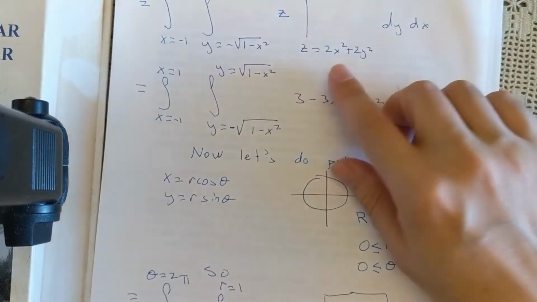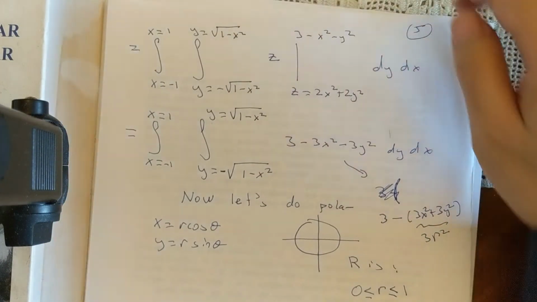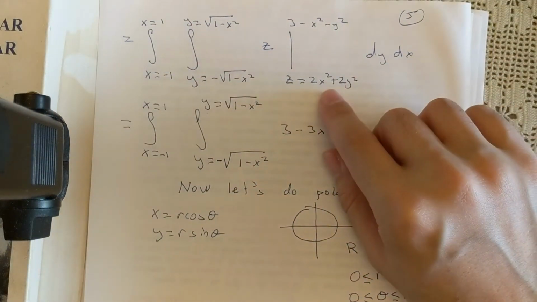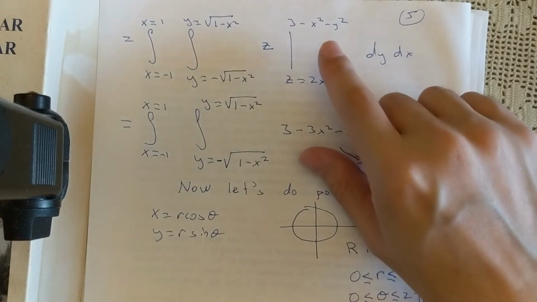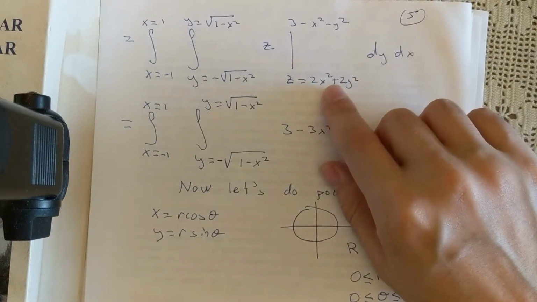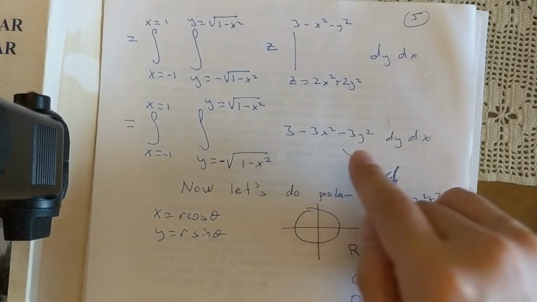Okay, so once I integrate dz, of course, all I get is z. And that was from the bottom function, which was 2x squared plus 2y squared, to the top function, 3 minus x squared minus y squared. So plug those in, and you get this guy minus this guy, which is 3 minus 3x squared minus 3y squared.